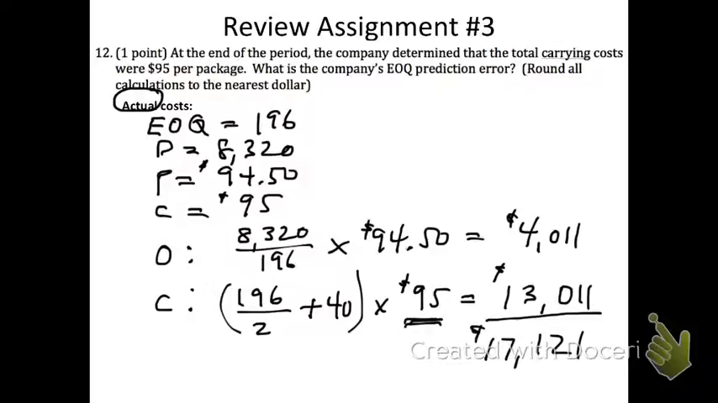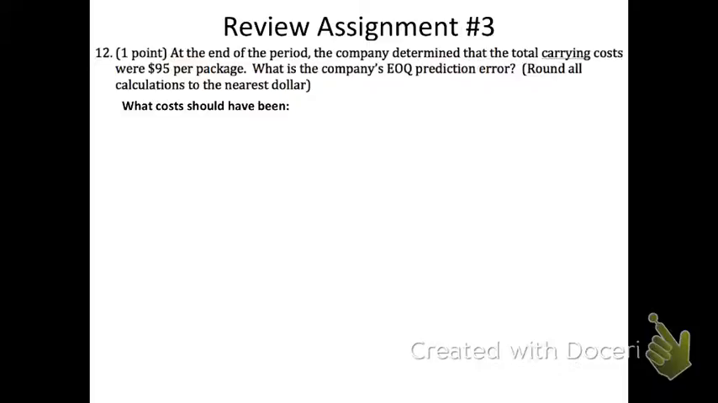All right, so what we have to do is we have to then compare that. Remember, we have the 17,121 here. We have to compare that to what the cost should have been, and what we're doing here is we're determining, well, what economic order quantity, given the fact that we had $95 in carrying costs, what economic order quantity actually does minimize our ordering and carrying costs. So what we have to do is we have to recompute that economic order quantity.